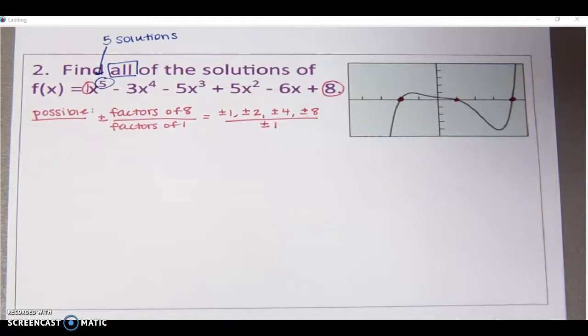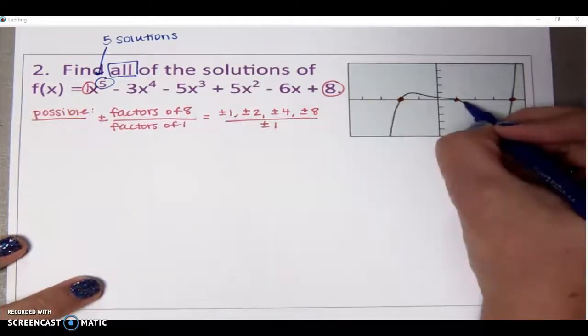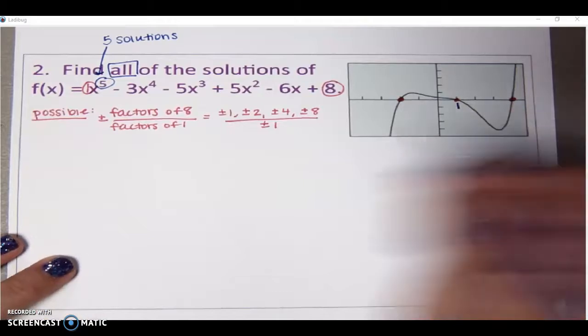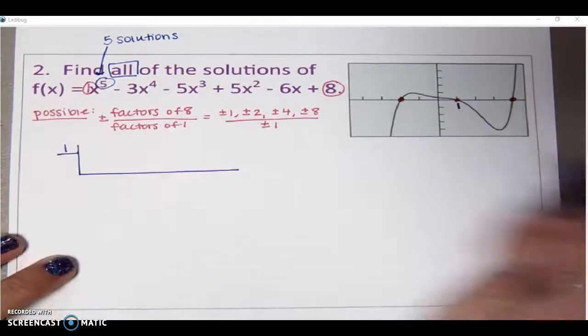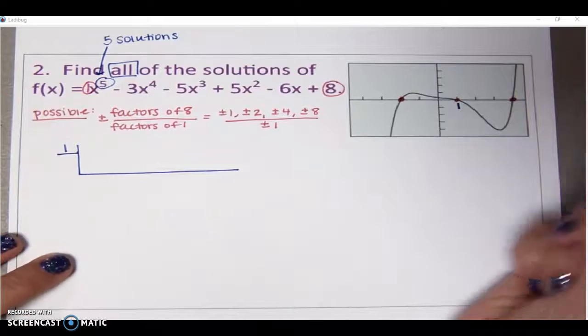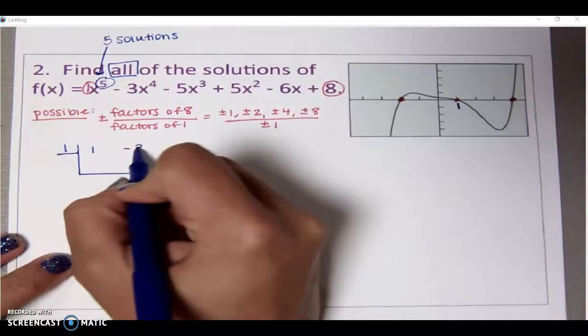So we're going to use this graph to help us. I see 1 as a possible one, and it looks like it crosses at 1 here. So we're going to use synthetic division to check. Remember, to check, we just need to make sure our remainder is going to be 0. So we're going to use our synthetic division.